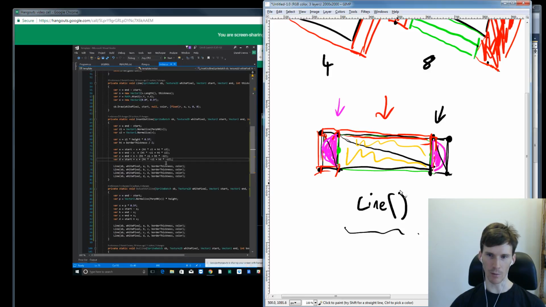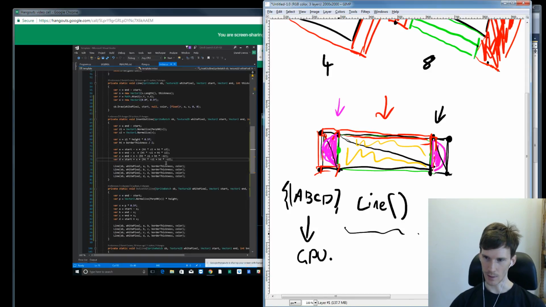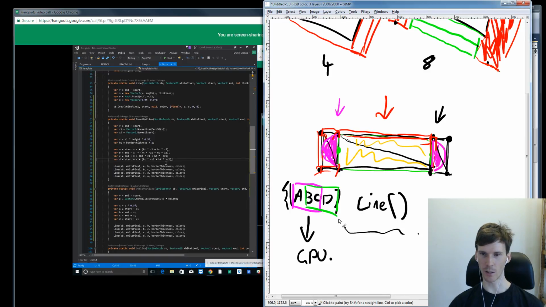Because when we have line, we have points A, B, C, D, stick them in a vertex buffer, send them to the GPU, and stick an index buffer, remember we talked about index buffers. Right, there's one triangle, and then I forget whether that's actually right, but there's a second triangle. We have triangle A and triangle B.